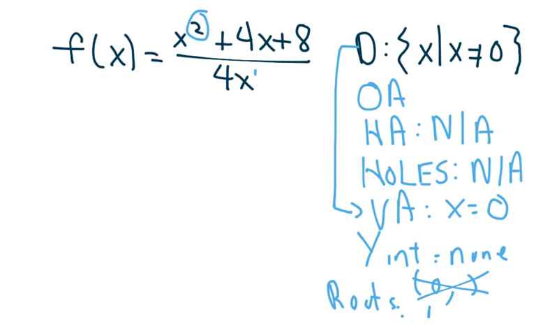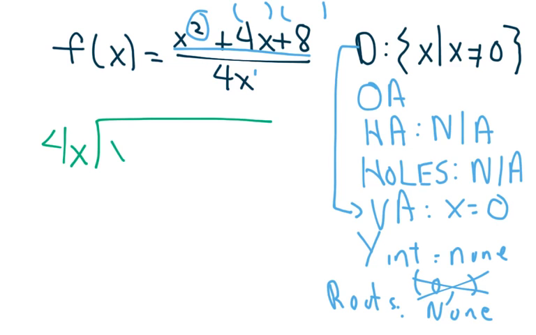My roots, I have none, because basically I cannot factor this. If you use the quadratic formula on this, you'll get imaginary solutions. The only thing I can do here at this point is find my oblique asymptote. And the one thing that's different about this is that we're dividing by 4x.